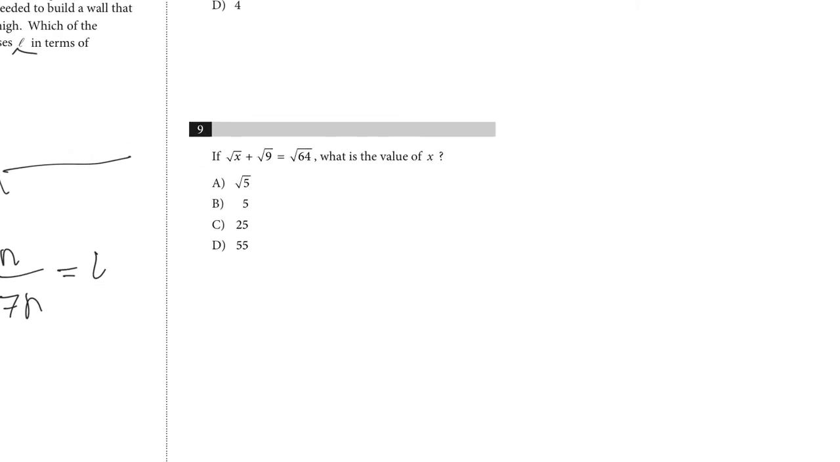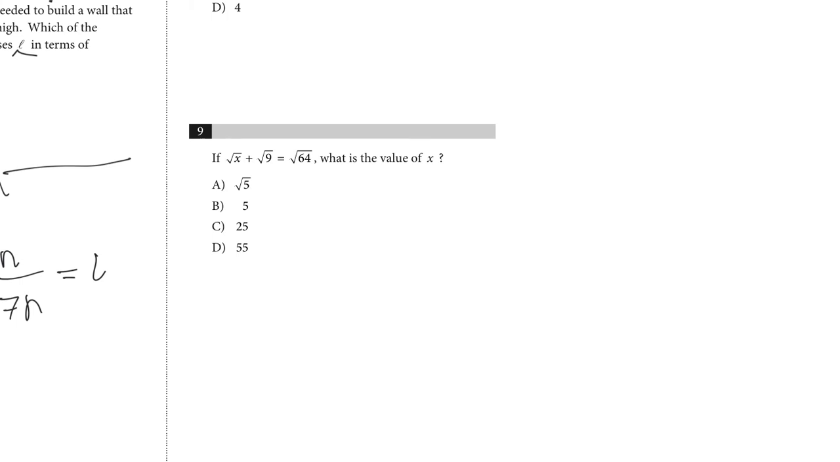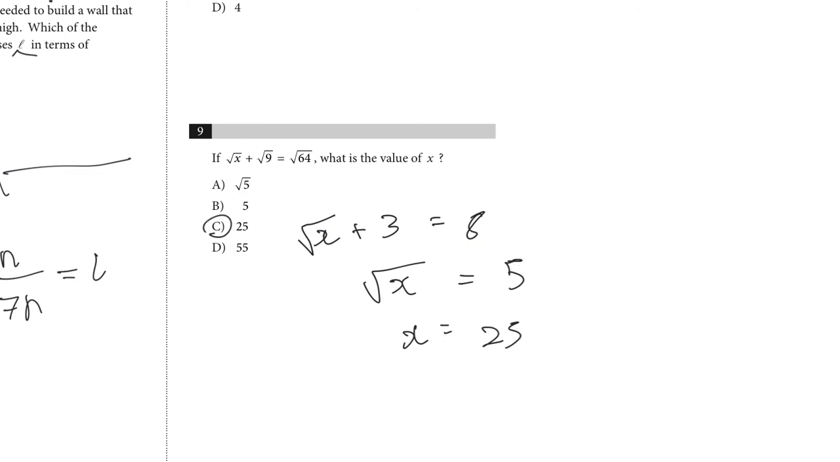Okay, let's go to the ninth one. If root of (x plus 3) is equal to root 64 minus 3, what is the value of x? Alright, we know root 64 is 8, and root 9 is 3. For this case, I'm just ignoring plus minus. 8 minus 3 will give us 5, so that's root 5. X is, oh no, it's square, so 25, right? Yeah, 25. Well, let's go to the next question.